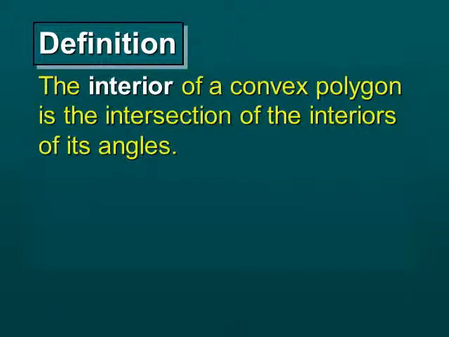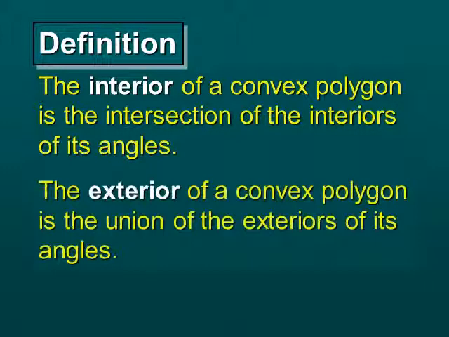Okay, so the interior of a convex polygon is the intersection, remember what intersection means, of the interiors of its angles. And then of course the exterior is the opposite.